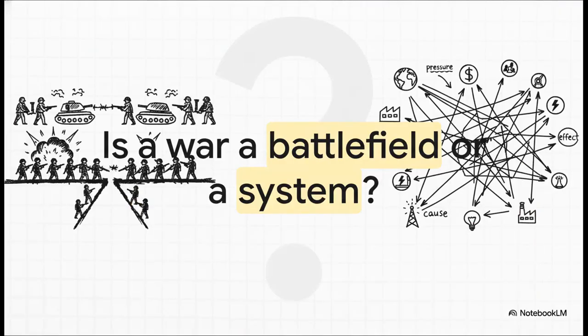So let's start with a really basic question. Do you think of a war as just a battlefield, one side against the other? Or could it be something way more complex, like an interconnected system, where a push in one spot causes a ripple effect somewhere else, often in ways you'd never expect?